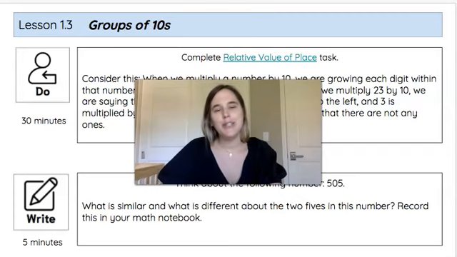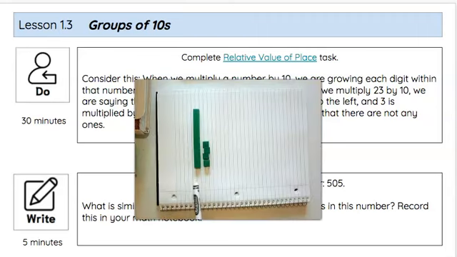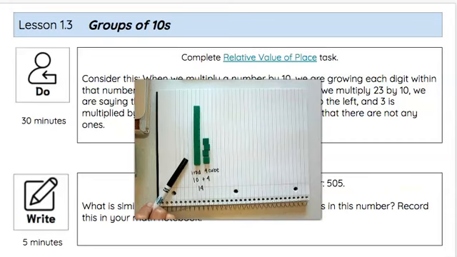Today I'm going to teach you how the place value of a digit grows by 10 when we multiply by 10. What number do these base 10 blocks represent? Since we have 1 rod and 4 cubes, this visual represents 14.